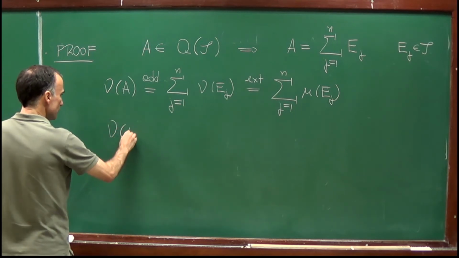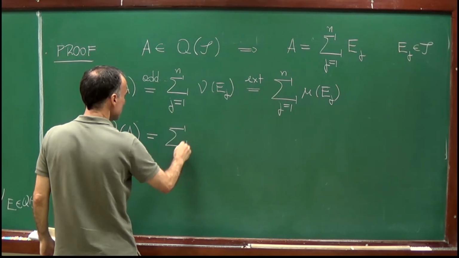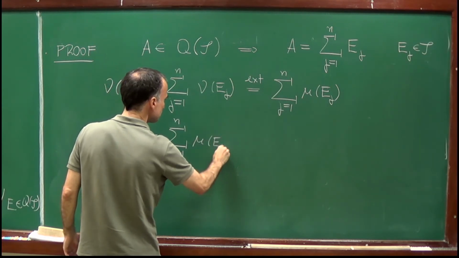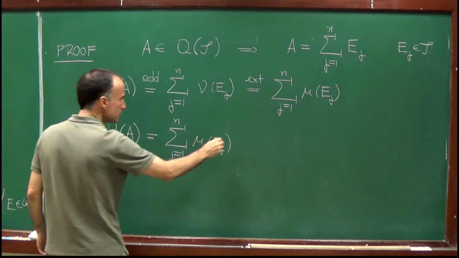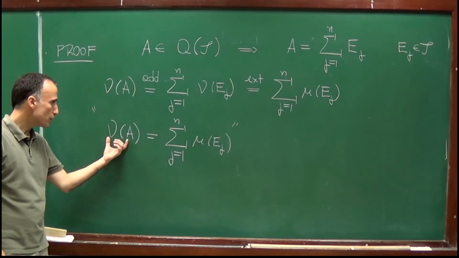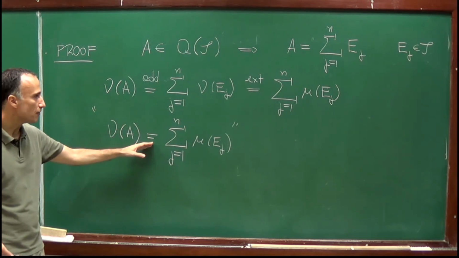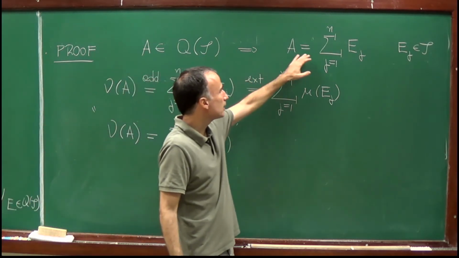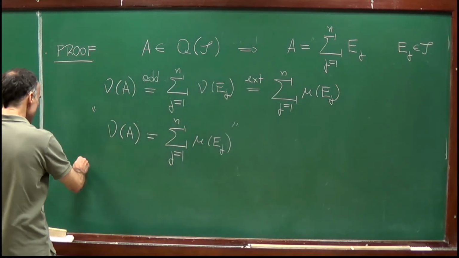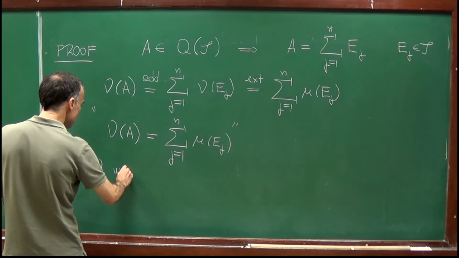We will propose to define nu of A as the sum of mu of Ej. Okay, so this is the definition. Now I want to show that with this definition, of course, the first thing we need to prove is that this is well defined, because of course A can have another representation in terms of elements of the semi-algebra. So the first assertion we will prove is that nu is well defined.